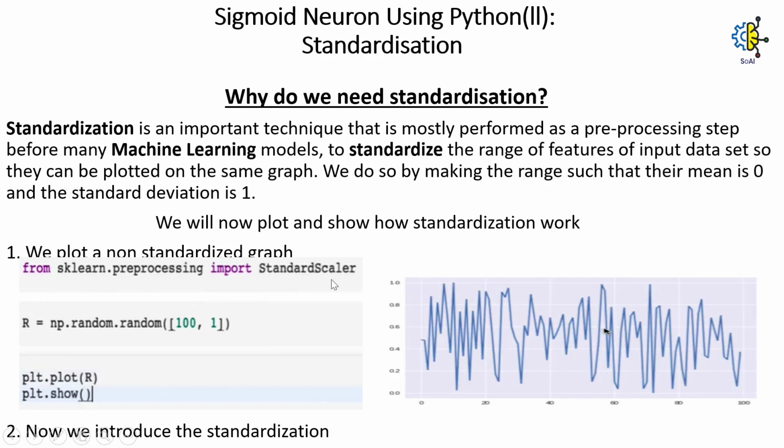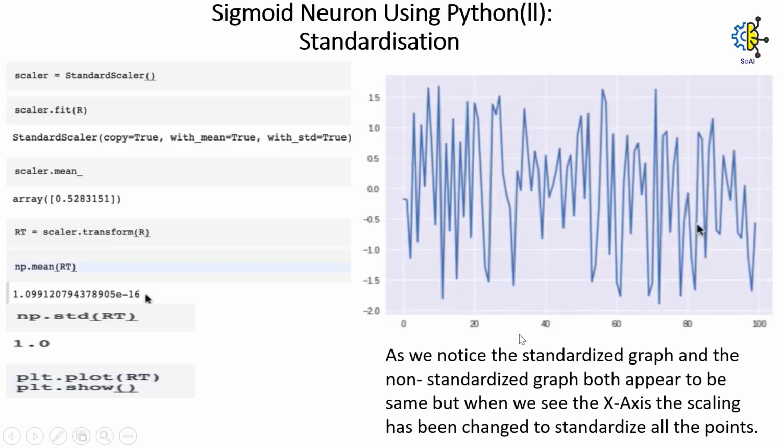Here we are importing StandardScaler from sklearn.preprocessing. Here R is the variable which is equal to np.random.random function with 100, 1, and after that plt.plot of R, plt.show function, by which this graph is formed. Now we introduce the standardization.